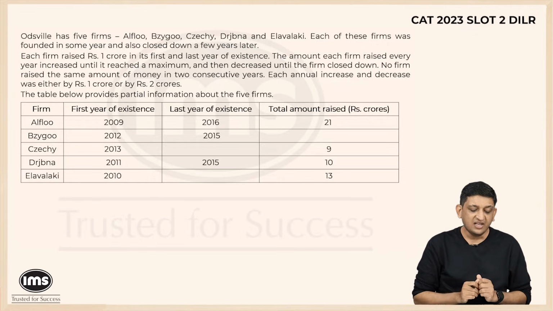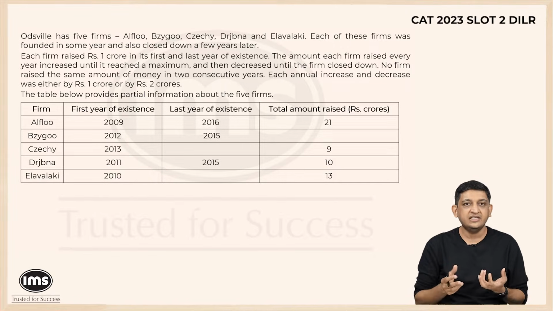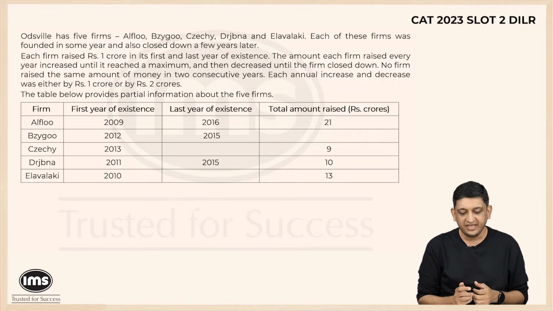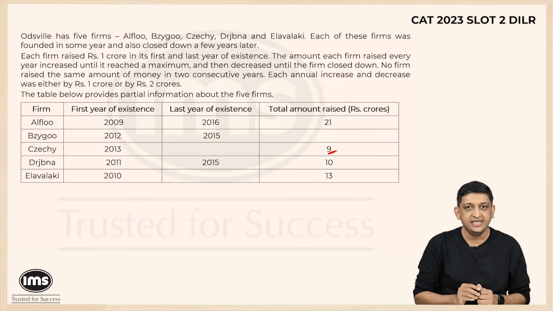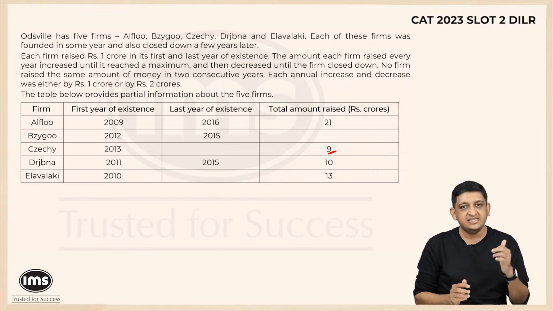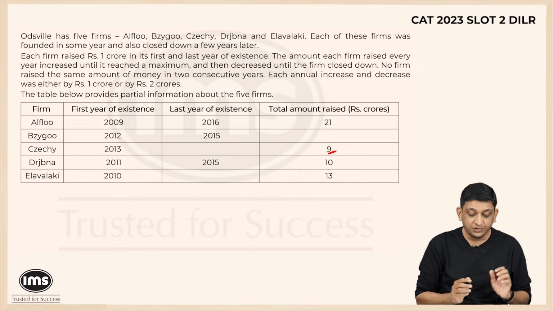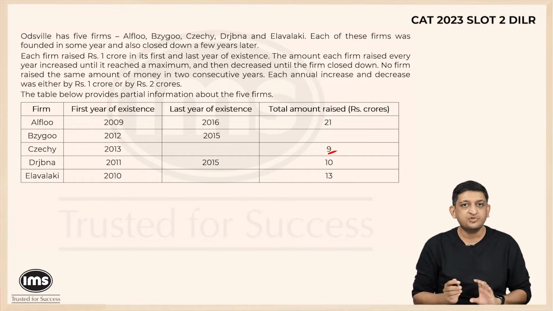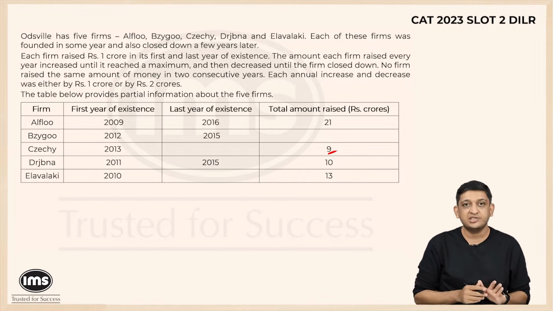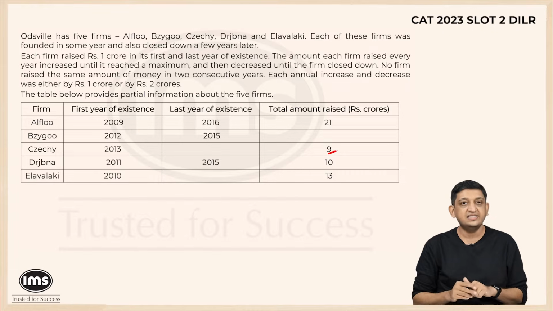So now let's look at the data point wherein we have the smallest possible amount. 9 is what we have in terms of C. As I said earlier, we will look at B, C and D first, because I have 2 inputs available in C, one in terms of rupees and one in terms of the first year of existence. We can start with C and see how it goes.